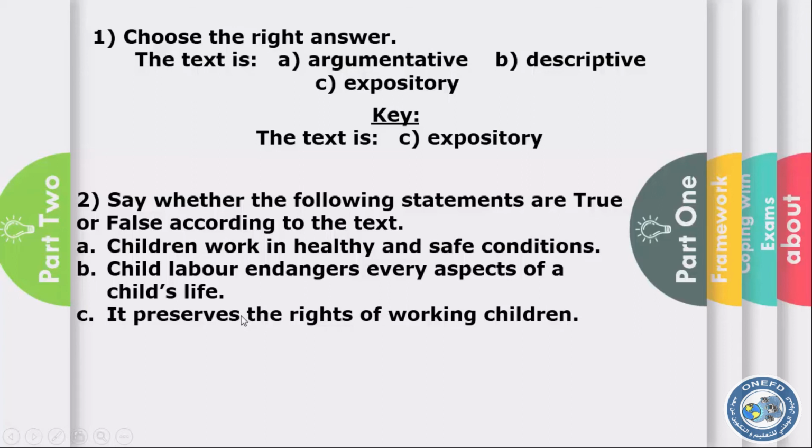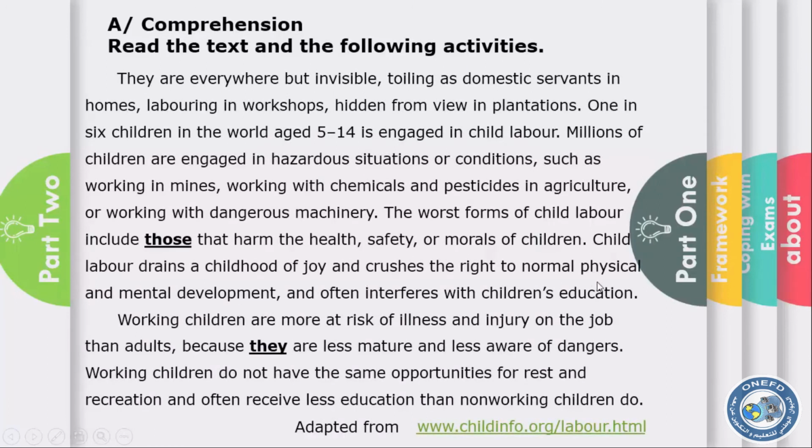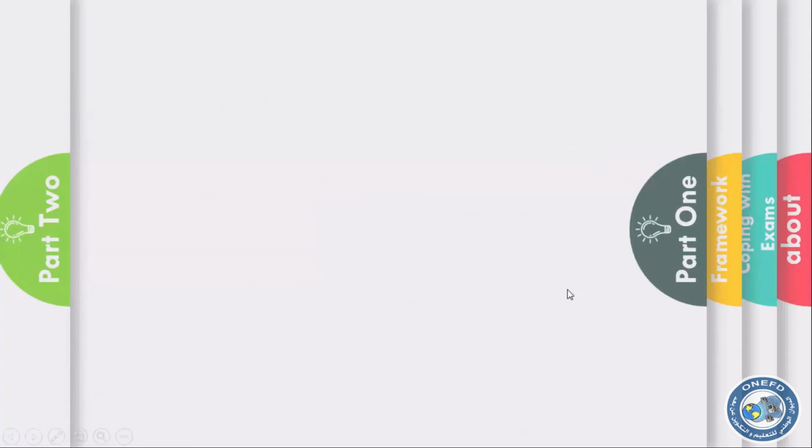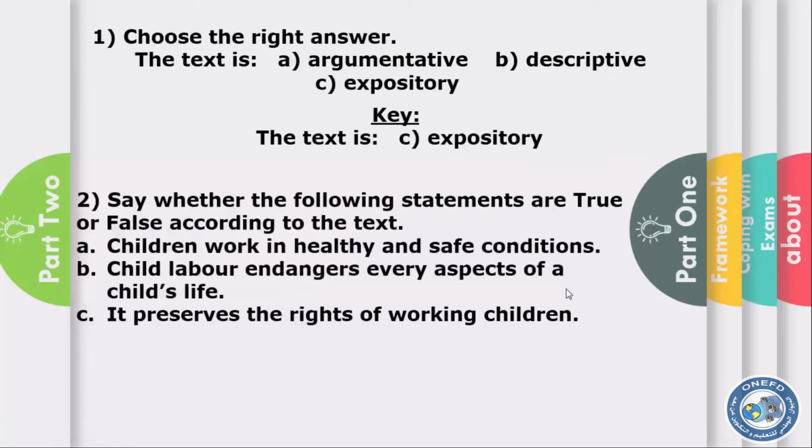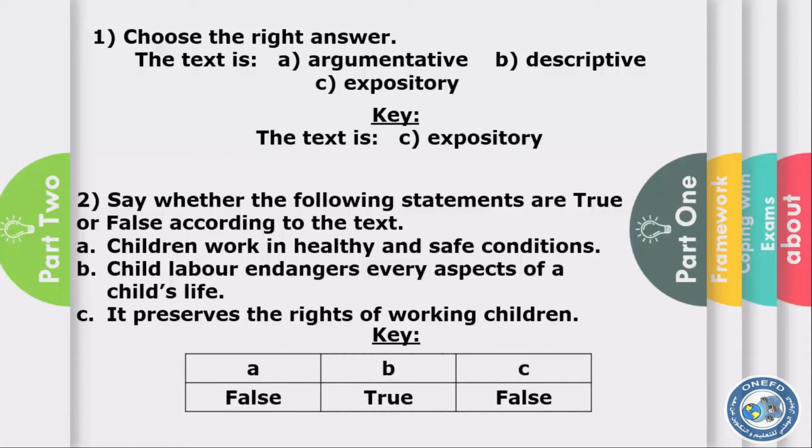Even so, we must go back to the text. Again, the worst forms of child labor include those that harm the health, safety, or morals of children. Child labor drains a childhood of joy and crushes the right to normal physical and mental development, and often interferes with children's education. So the answer is in here. Crushes the right to normal physical and mental development and education. So child labor does not preserve the rights of working children. So it means it is false. So let's take a look at the answer. A is false, B is true, and C is false.